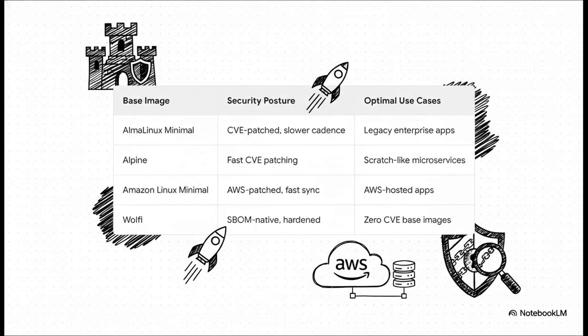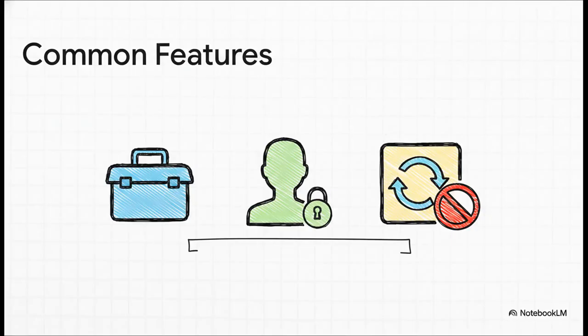Now, what's really great here is that you have choices. It's not a one-size-fits-all solution. If you need a super tiny, fast image for your microservices, Alpine is perfect. If you're working in AWS, well, Amazon Linux is optimized for that. For big enterprise apps that need that RHEL compatibility, you've got Alma Linux. And then there's Wolfi, which is really interesting. It was designed from the ground up for a zero vulnerability approach, so you can actually pick the right tool for the job. And the best part is the consistency you get.